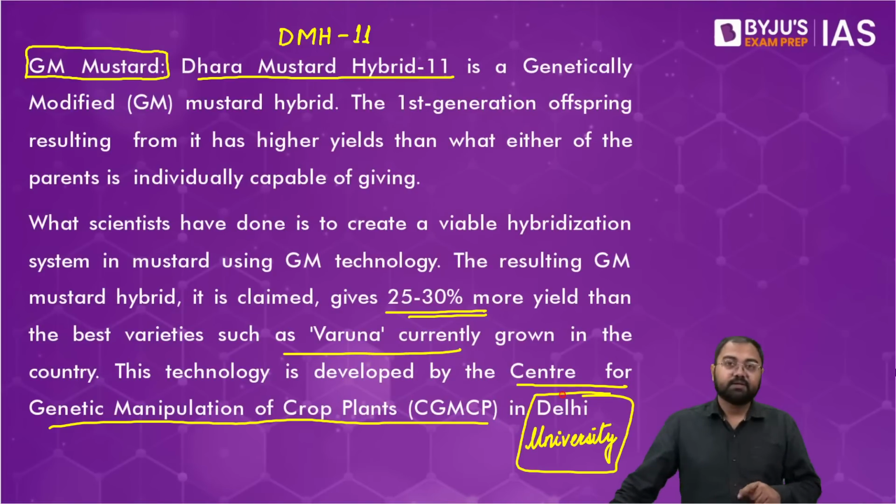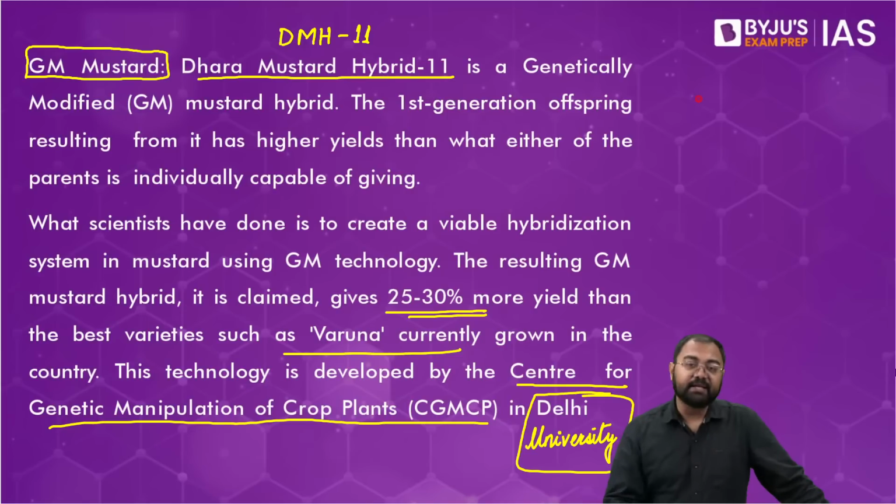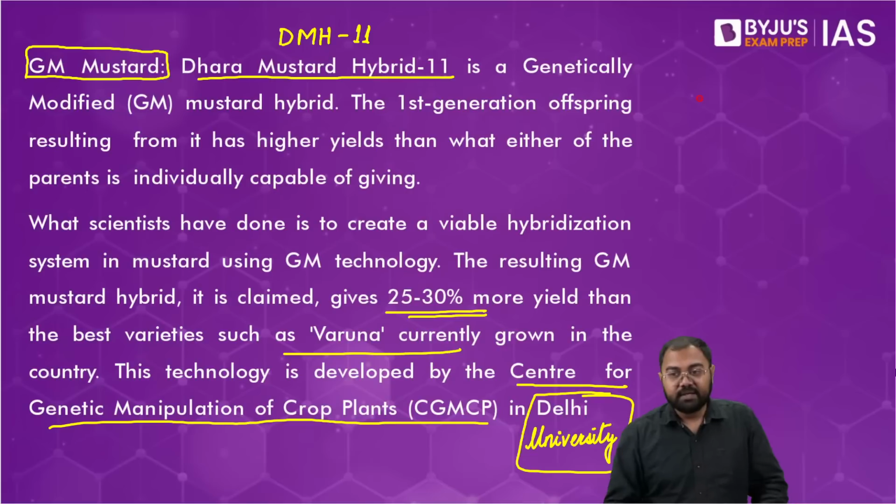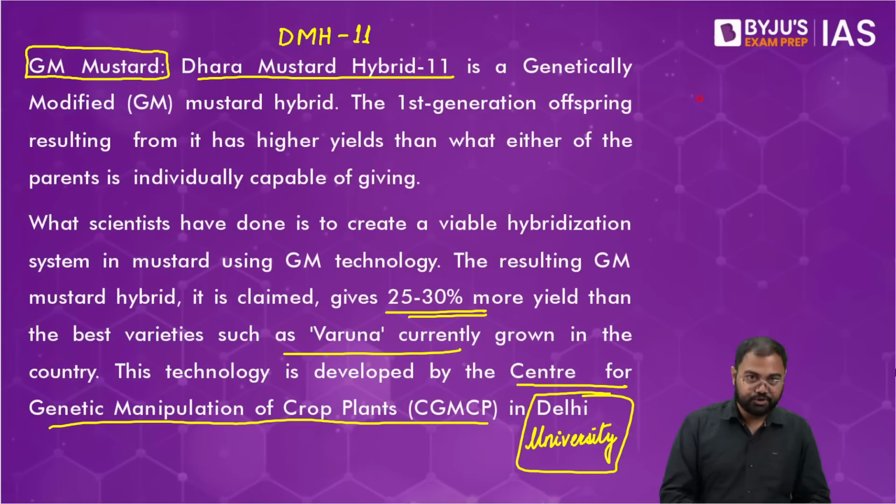But then the Supreme Court intervened, and put a stay on the release of DMH-11 seeds. Now, there are certain reasons that were cited for why this was done. First and foremost, until now, most of the genetic modification that has been done in India has been done on cash crops, commercial crops, rather than on food crops.